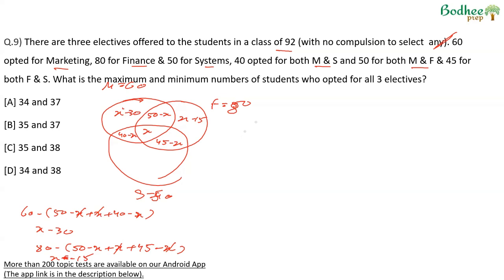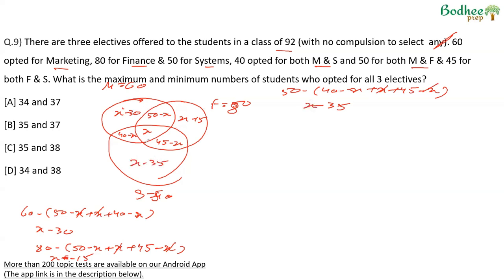Last, only systems. Systems will be 50 minus 40 minus x plus x plus 45 minus x. This is 85. 50 minus 85 is minus 35. X cancelled. Minus of minus x is plus x, x minus 35.